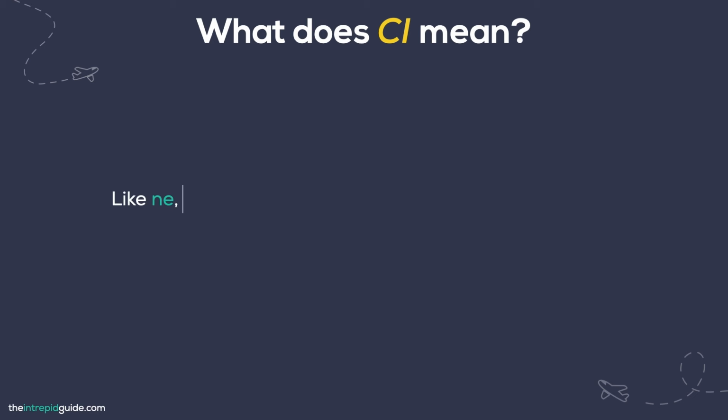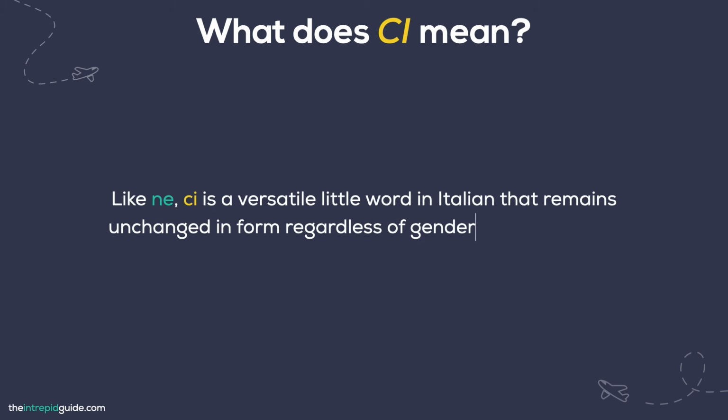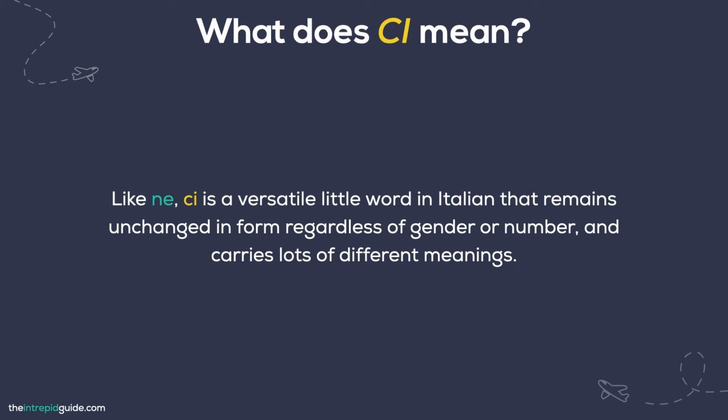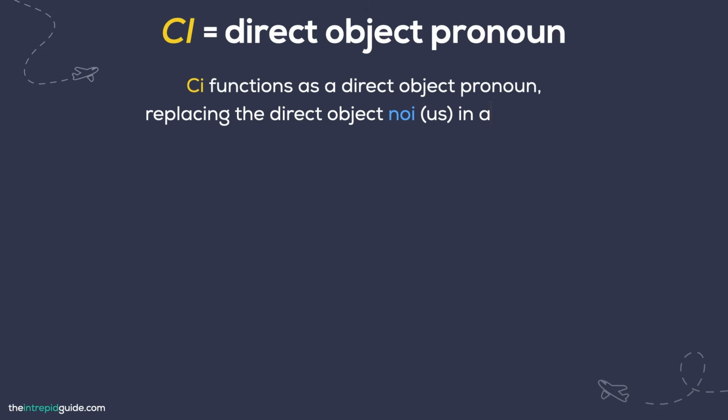So what does ci mean in Italian? Well, like ne, ci is a versatile little word in Italian that remains unchanged in form, regardless of gender or number, and carries lots of different meanings. Let's break down how it's used. Ci as a direct object pronoun. So ci functions as a direct object pronoun, replacing the direct object noi, meaning us, in a sentence.